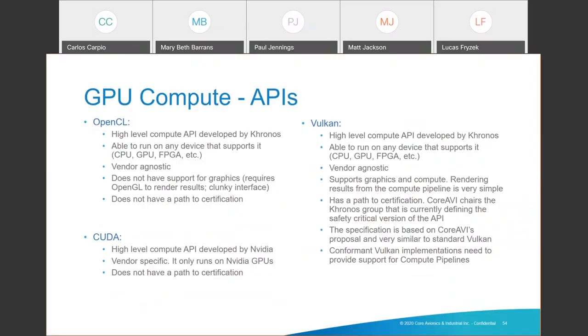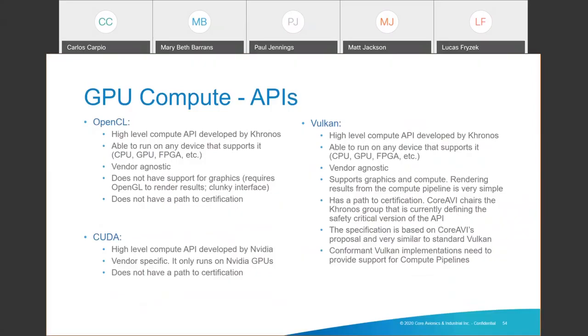Right now, there exist a few GPU compute APIs. Two that I would say the audience is probably more familiar with are OpenCL and CUDA. OpenCL is a high-level compute API defined by Khronos. It's able to run on a number of devices, and it's vendor agnostic. It's an open standard that anyone can implement.